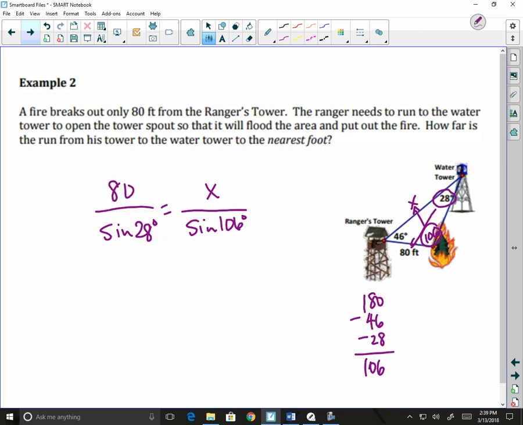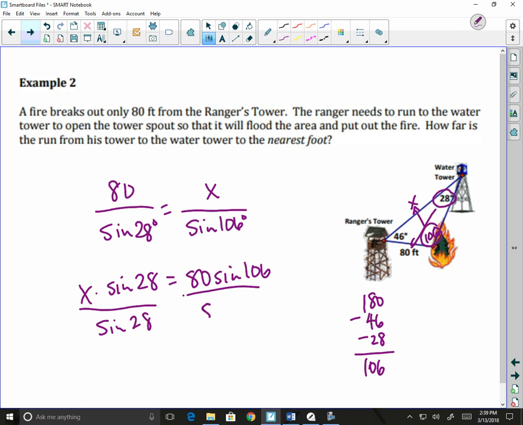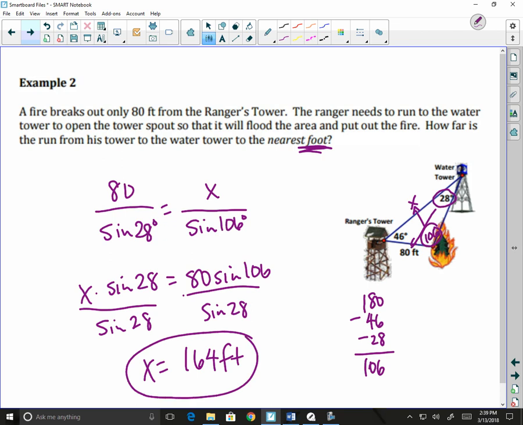So we're kind of applying multiple skills here to solve this question. Cross multiply: x sine of 28 is equal to 80 sine of 106. Divide by the sine of 28, and we get x equals whatever that comes out to be in my calculator. And it says nearest foot, so that would be 164 feet. This would be an excellent test question. Hint, hint, wink, wink.